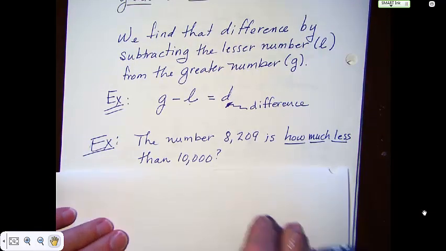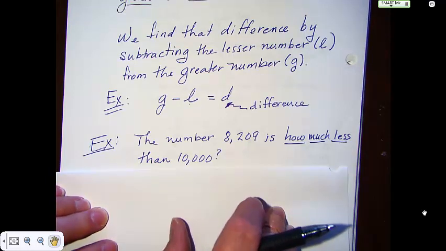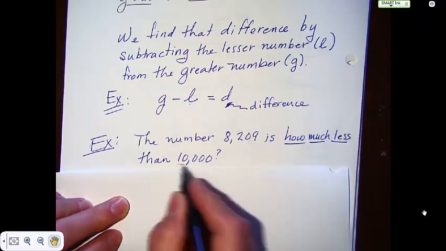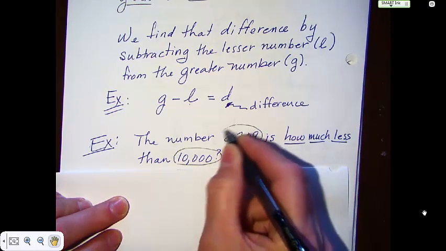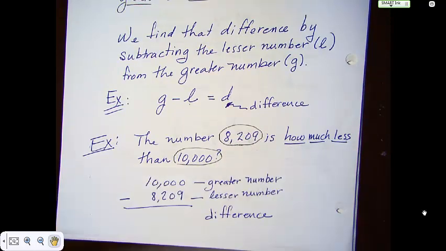Here's an example. The number 8,209 is how much less than 10,000? Okay, well, this is the greater number right here. This is the lesser number. To find the difference, we must... Yep, you got it. We've got to subtract.